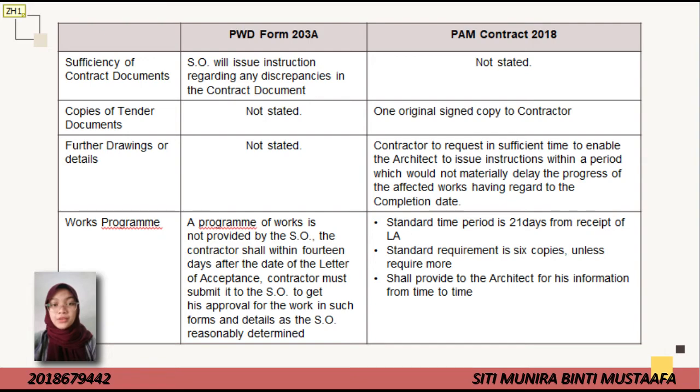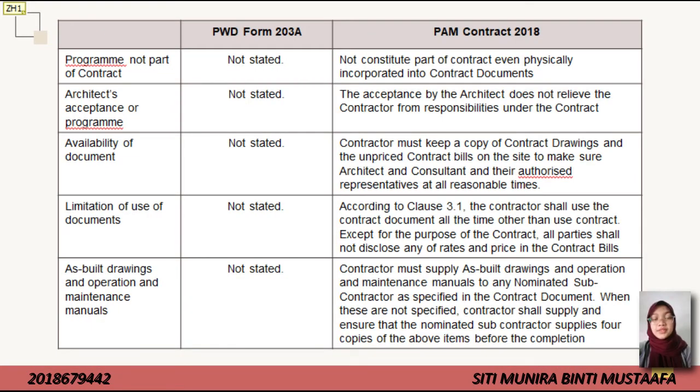So the difference between what work programme they use for this table is that the PAM contract states more than PWD. In PWD, the programme is not part of the contract. You can read the differences here: architect's acceptance of programmes, availability of documents, limitation of use of document, and as-built drawing and operation and maintenance manuals.